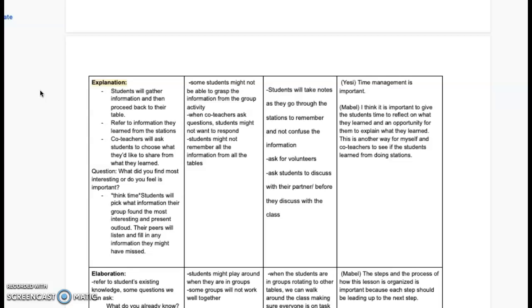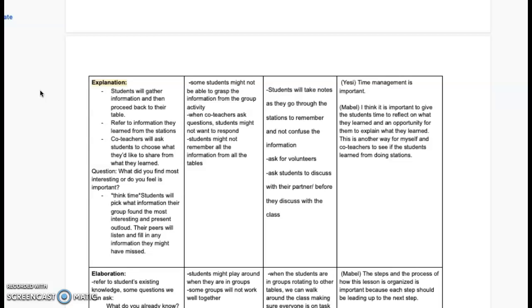Next, when co-teachers ask questions, students might not want to respond. I feel like this happens often. Sometimes students are shy, and when a teacher asks a question, no one wants to speak, but participation is crucial in order to have a good discussion. We did come up with a solution for this, but I will go into that later.